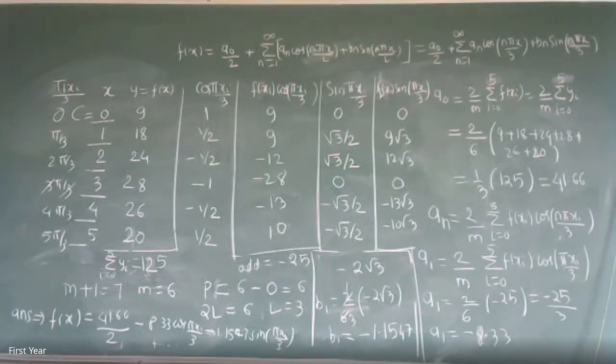And then one question was asked, what is the amplitude? So root of a1 square plus b1 square. That will be our final answer for amplitude. Okay. Amplitude of the first harmonic is square root of a1 square plus b1 square.